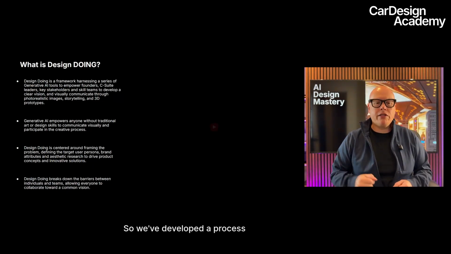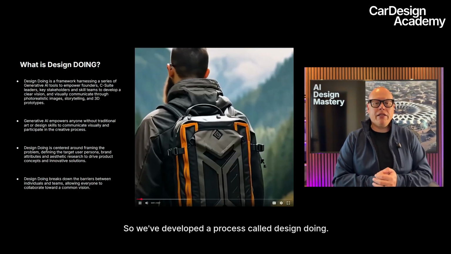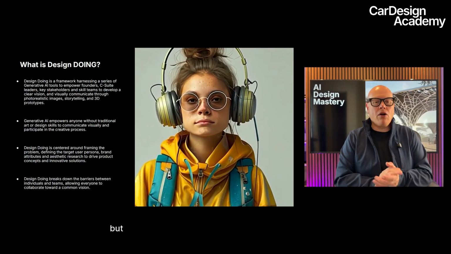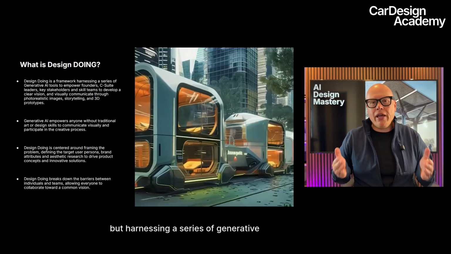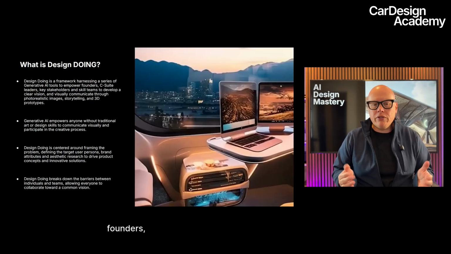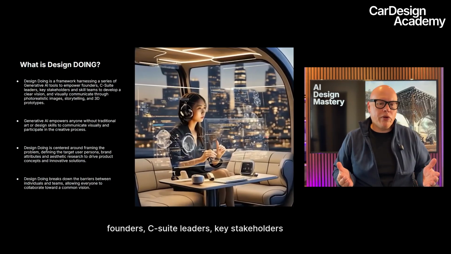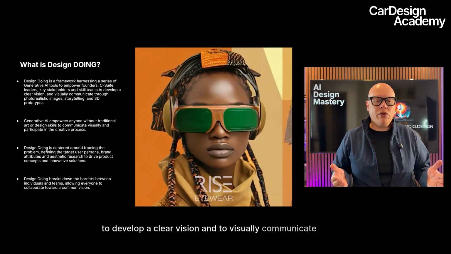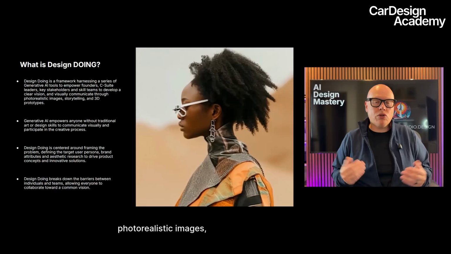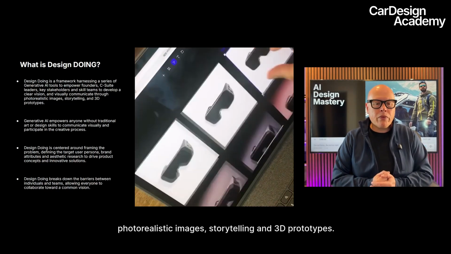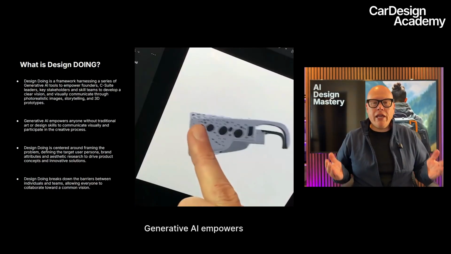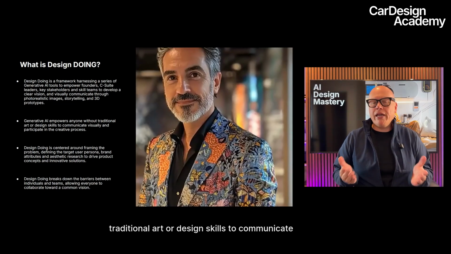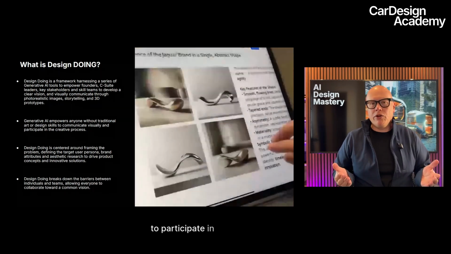So we've developed a process called design doing. And so design doing is a framework similar to design thinking, but harnessing a series of generative AI tools to empower founders, C-suite leaders, key stakeholders, and skill teams to develop a clear vision and to visually communicate through photorealistic images, storytelling, and 3D prototypes. Generative AI empowers anyone without traditional art or design skills to communicate visually and to participate in the creative process.